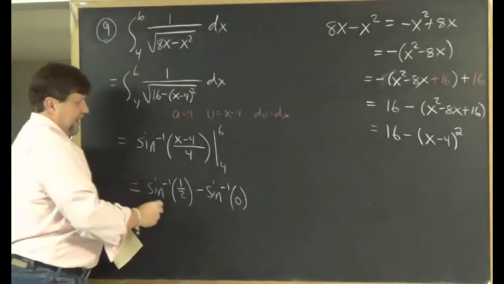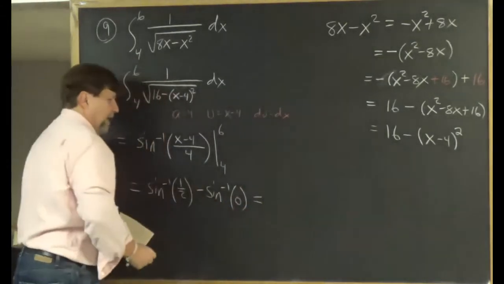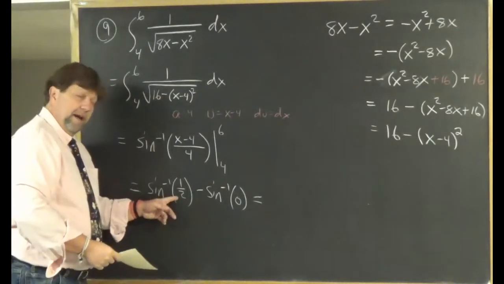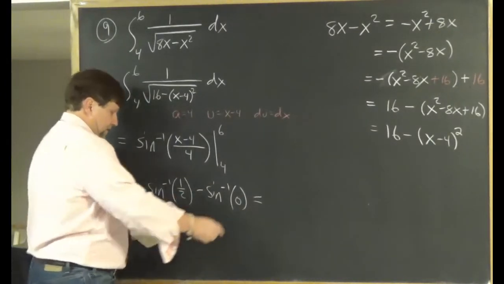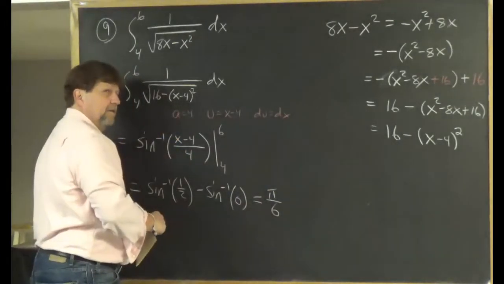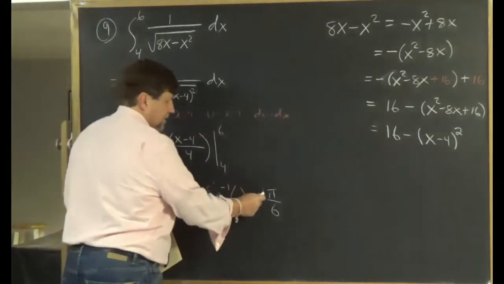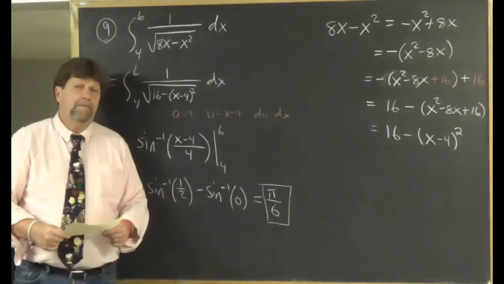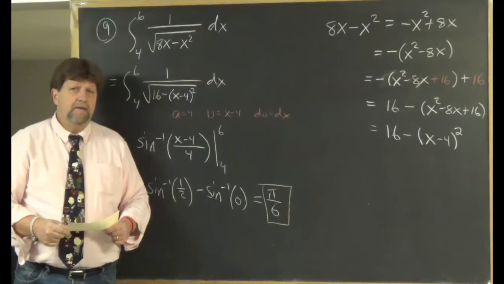So it just is a basic trig problem now, basics of unit circle. Inverse sine of 1/2, that's pi over 6. Inverse sine of 0 is 0. So that's it for number 9.